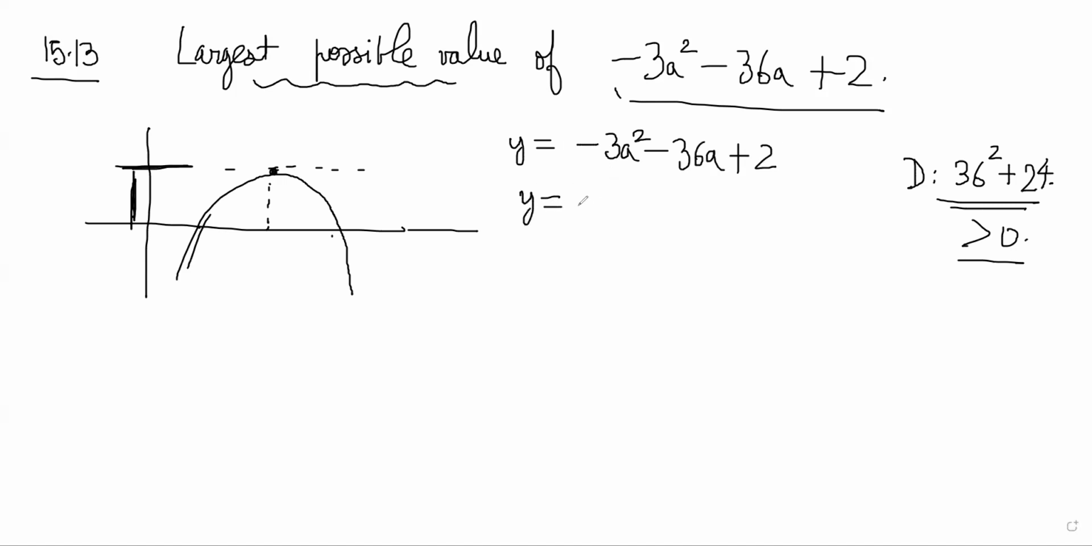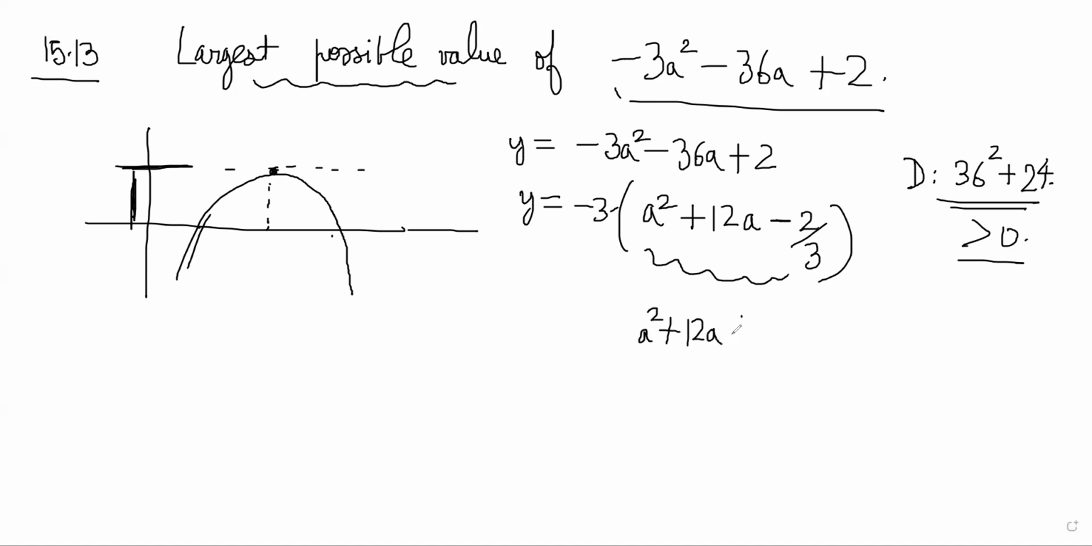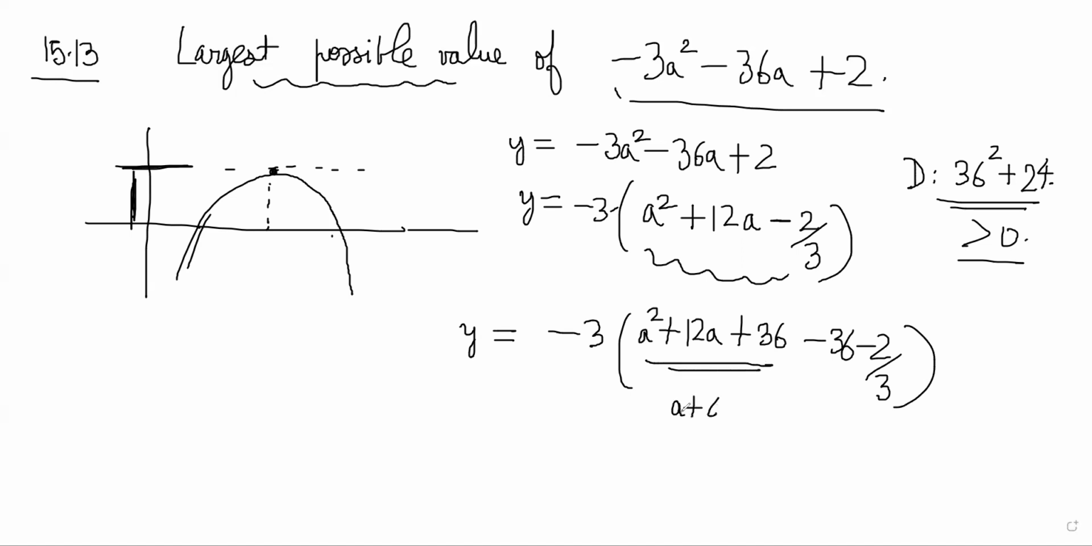I will say y is equal to, I'll take minus 3 common. It will be a square plus 12a minus 2 by 3, right? Yeah. And now I have to do completing the squares inside to figure out the vertex. So I'll say it is a square plus 12a plus 36 minus 36 minus 2 by 3, right? Yeah. This part becomes a plus 6 whole square, and here you get a minus 108 minus 2, so minus 110 by 3, right? Yeah.